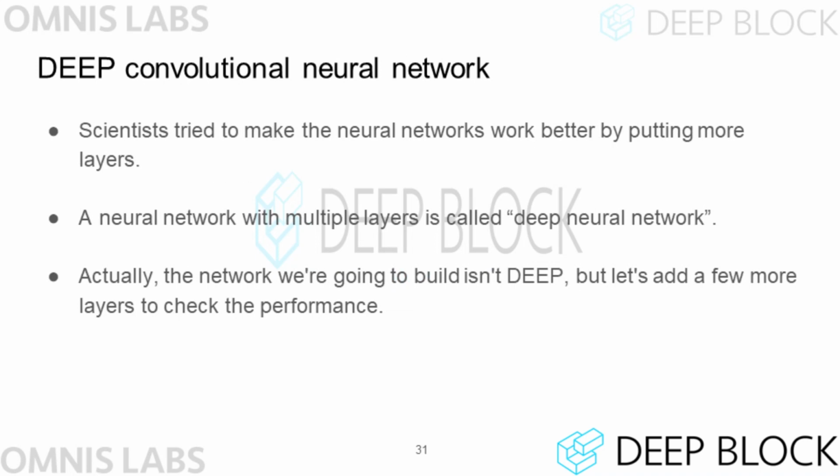Scientists have created neural networks with many layers to improve the performance of neural networks. Such neural networks are called deep neural networks. Let's see whether creating more layers improves the performance of the neural network.